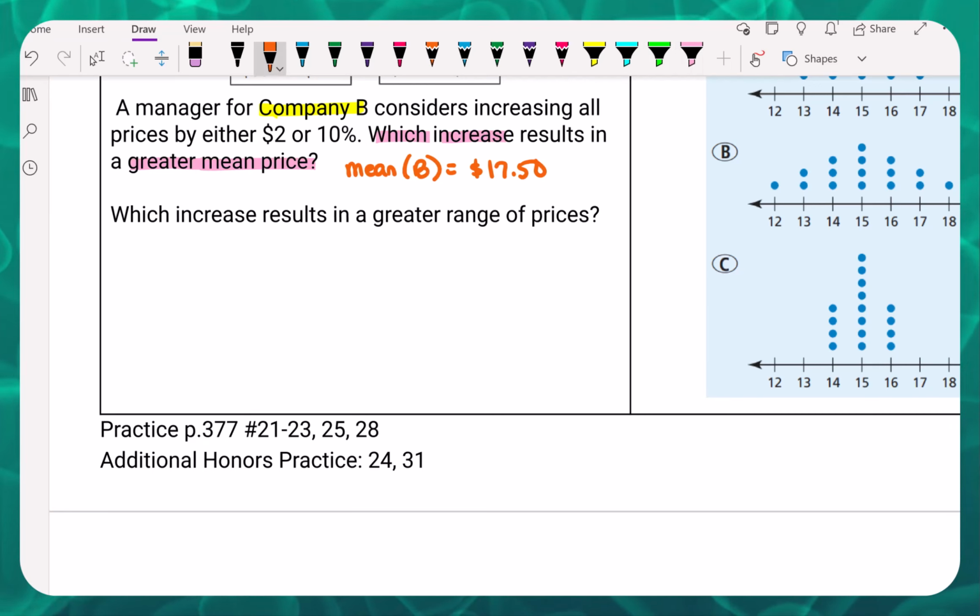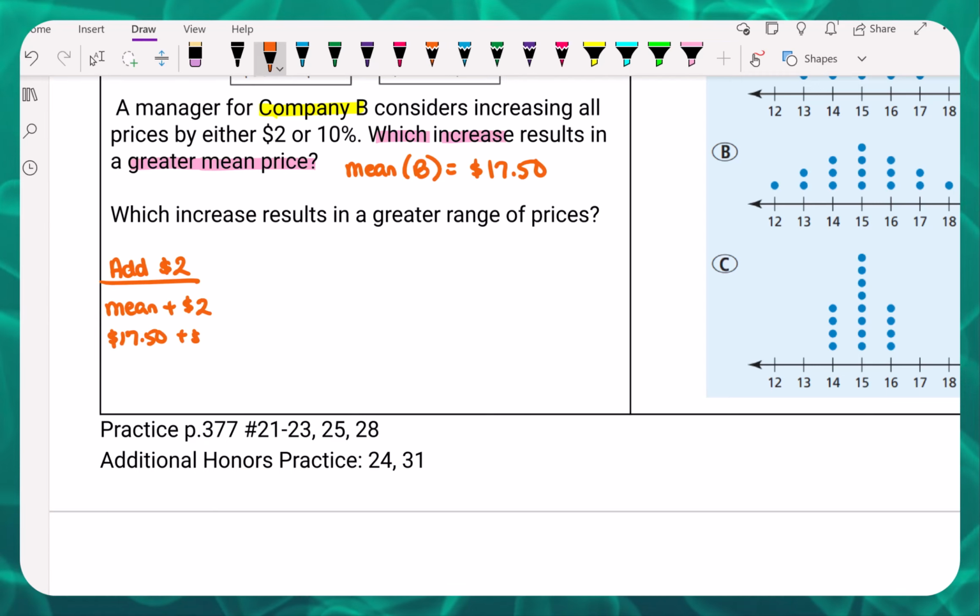Okay, I don't really have any space here, so I'm going to do this. What happens if I add $2 here? Well, if I take the mean, I'm supposed to literally add $2 to it. So when you're adding, you simply add to the mean, median, and mode, but there's no change on variation, okay? So the mean plus $2 is $17.50 plus 2, which gives me a total of $19.50.